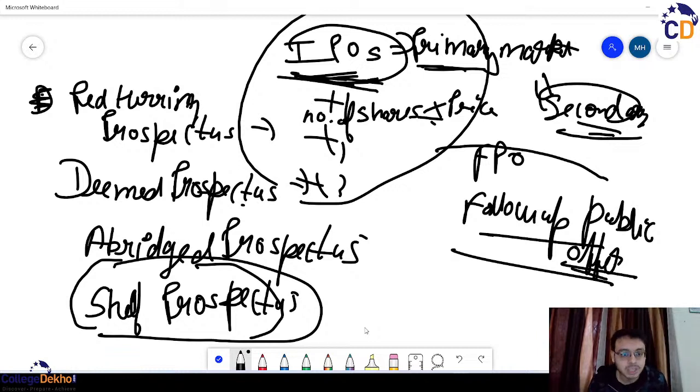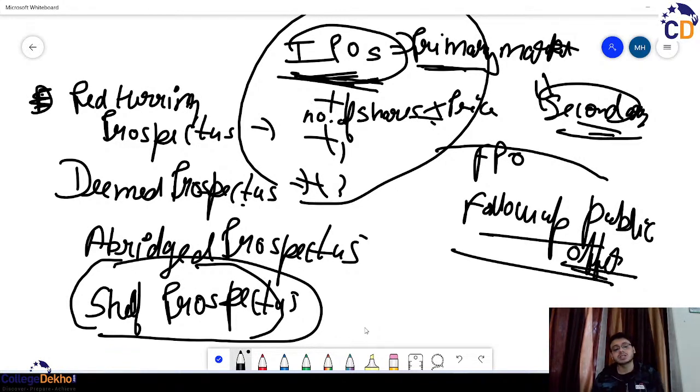Then the abridged prospectus is a summary version of the whole prospectus, because the main prospectus can be 600 pages or 500 pages and an ideal investor might not have time to go through all those 600 or 500 pages of the main prospectus. In that case, they come with the abridged prospectus, which is a summary version of the main prospectus. So the investor can read like 10 pages or 20 pages and get a summary.